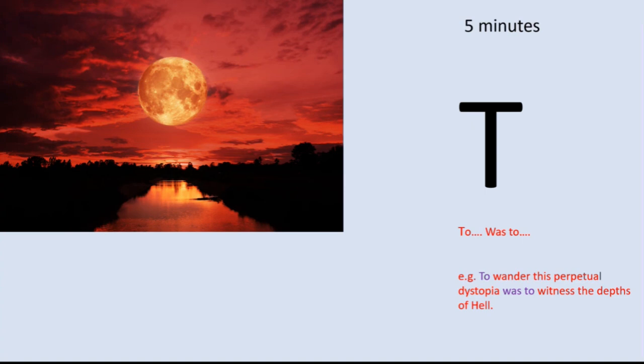The final paragraph is just one sentence, but is punchy and powerful. It is called 2 was 2, which sounds confusing, but is easy really. Where the dots are, you have to put more information. For example, to wander this perpetual dystopia was to witness the depths of hell. Notice the 2 was 2 is in another color, and I've just filled in the gaps. A very simple example of this sentence type would be, to listen to this video was to be successful.